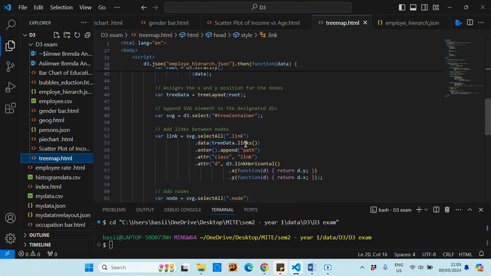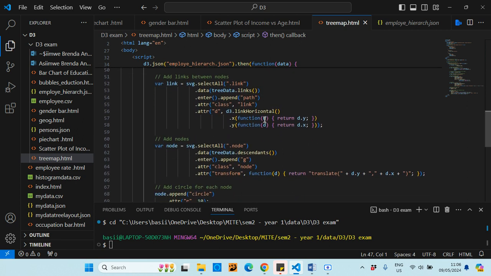Next we go to this tree layout. This part here will create the nodes that we're going to use, and then we get the tree container. This SVG is appended to this container. So basically, this will just create the links.